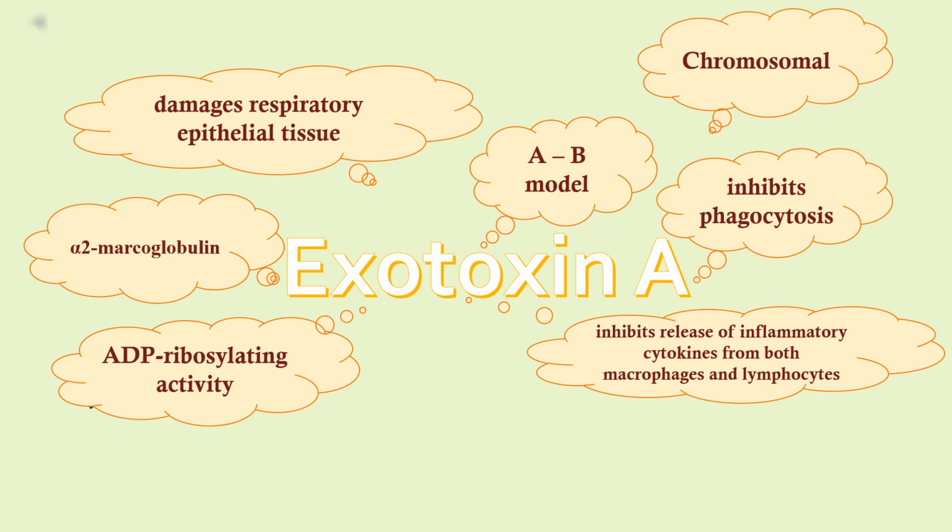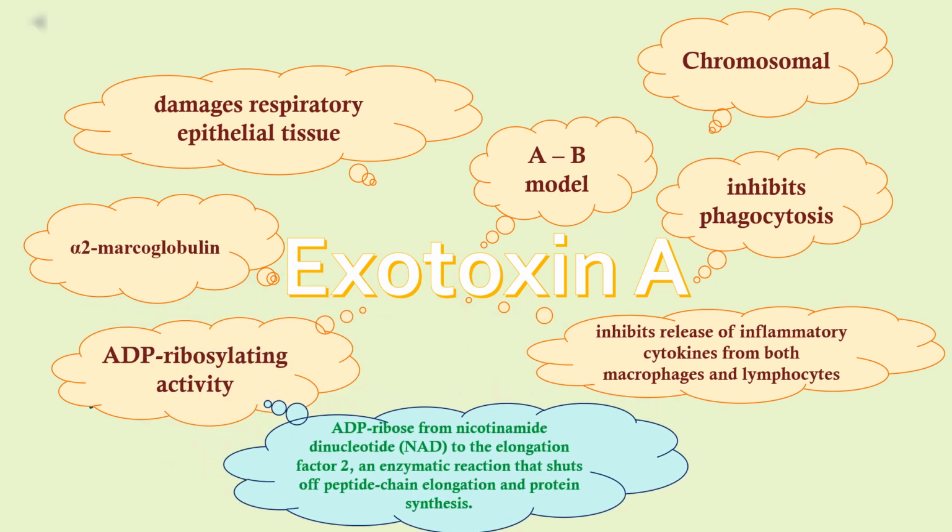This toxin has ADP-ribosylating activity. It means the toxin takes an ADP-ribose from nicotinamide adenine dinucleotide and adds that to elongation factor 2. Elongation factor 2 is a key protein required for ribosomal function during translation, so this shuts down peptide chain elongation and finally protein synthesis. That means this toxin interrupts protein synthesis. This is a very important toxin.